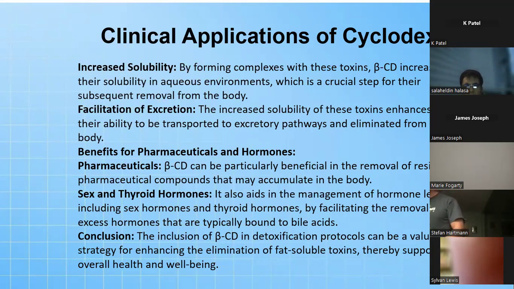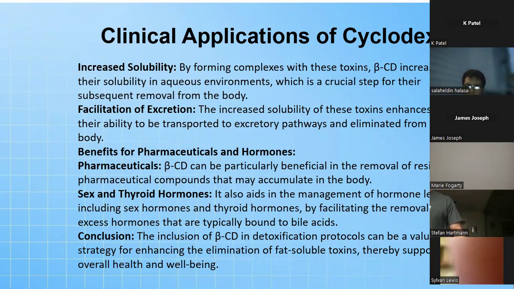So that's one way. But the other thing is, here they talked about how we can still detox those fat-soluble toxins because of its hydrophobic core, which will load all those fat-soluble toxins in the core and increase their solubility in the aqueous environment, which is a crucial step for their subsequent removal from the body. So one of the hurdles we have with fat-soluble toxins is that they get inside the fat tissue and stay there, then start releasing slowly into the body and causing all these toxic effects.